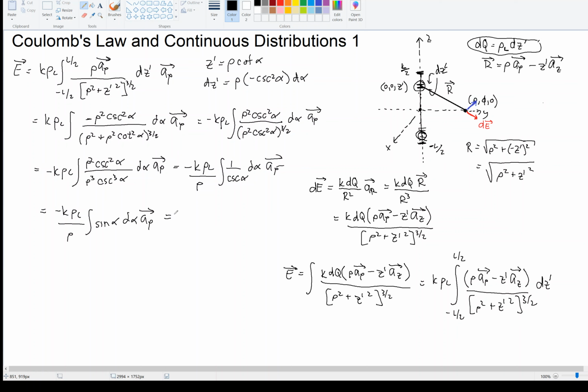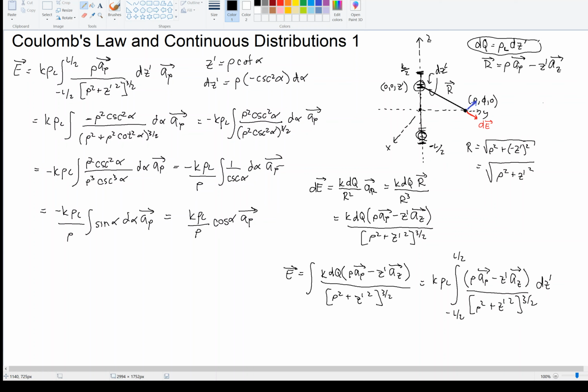We know this one now. So the sine integrates to negative cosine, so the negatives cancel. And I get this. Now we've done the integration, so we need to get our z's back.